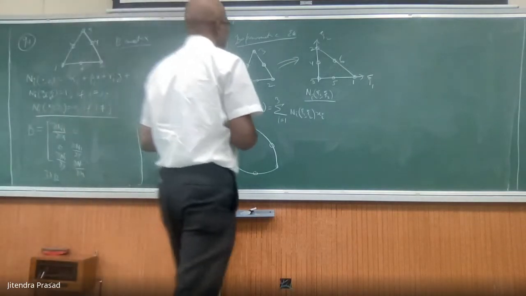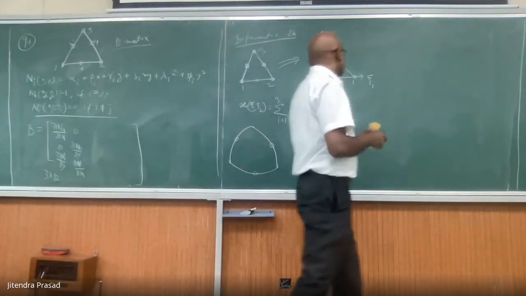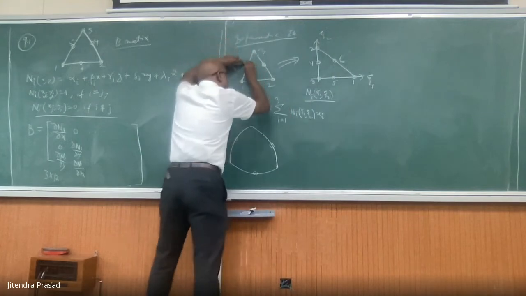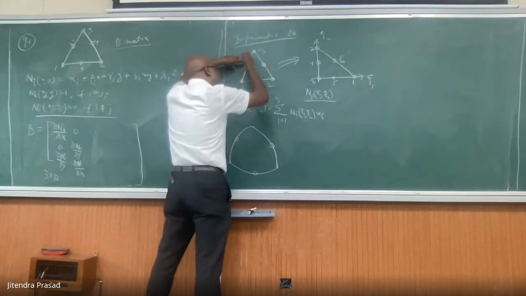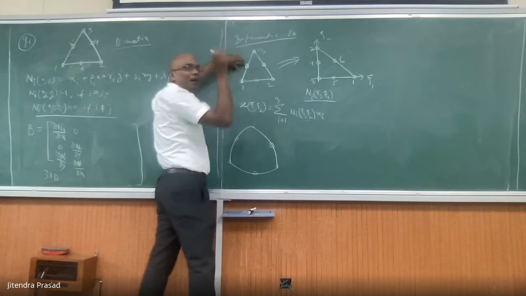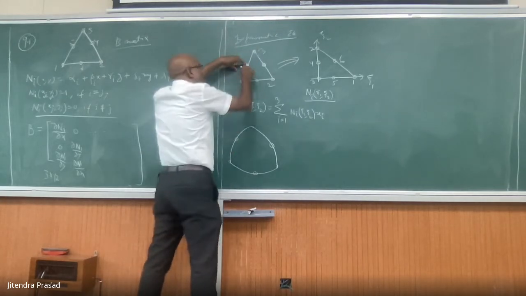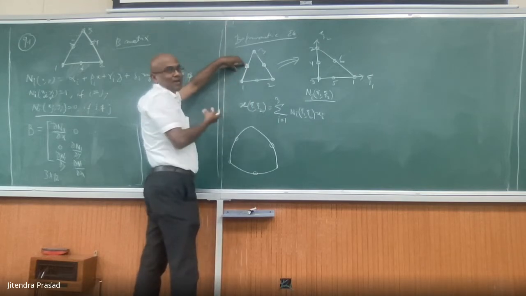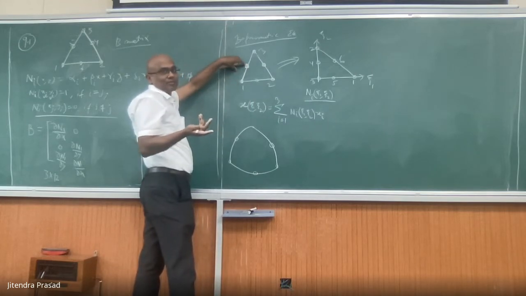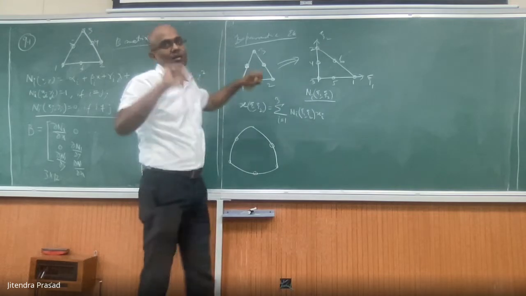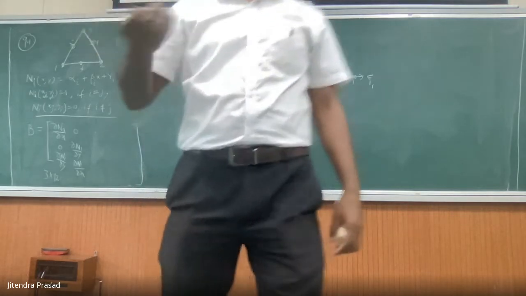For example, if a node is exactly here, then N1 becomes half and N3 becomes half, multiplied by this. Automatically it tells you that value. It gives you the exact value. So why include the others? The others will be just a repeat. There is no use.